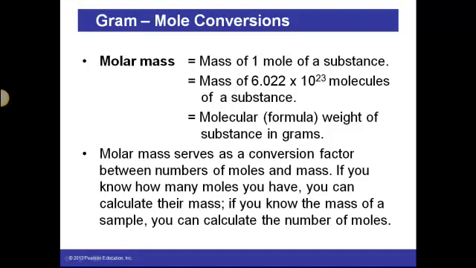Alright, so in this section we want to get more familiar with conversions between the mole and the gram weight of substances. So we said that the molar mass is the mass of 1 mole of the substance, and this is equivalent to either the molecular or the formula weight of the substance in grams. It's also equivalent to 6.022 times 10 to the 23rd molecules of a substance. So our molar mass is going to serve as our conversion factor between the number of moles and the mass.